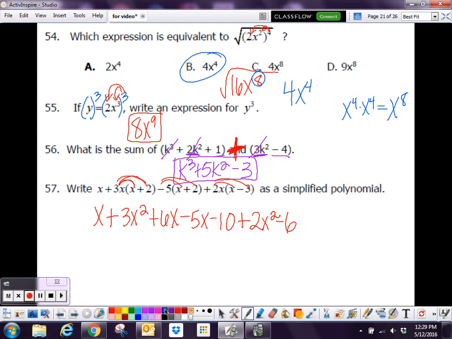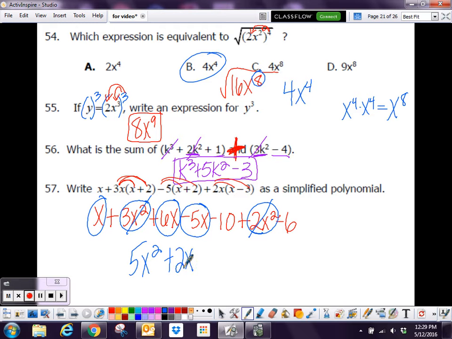Now I need to look at this baby and see what like terms we have. You want to start with the highest exponent stuff. So I've got a 3x squared and a 2x squared. So that's 5x squared. I'm going to look at my x's next. I have a 1x, a 6x, and a minus 5x. That's 1 plus 6 is 7. 7 minus 5 is 2. So I have plus 2x. And then I have, oh, I missed something. Hold up. When I distributed this 2x to this negative 3, that needed to be minus 6x at the end.